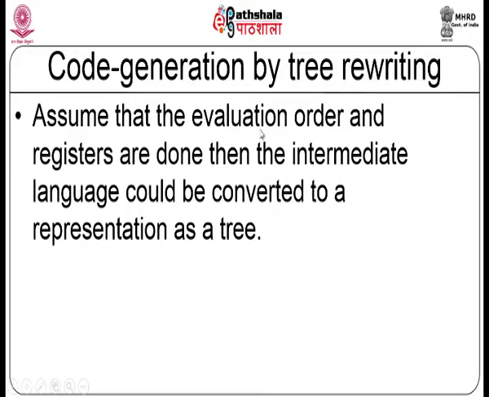Assume that the evaluation order and registers are available, and then the intermediate language could be converted to a representation as a tree. So, in addition to the intermediate code, you are going to convert this intermediate code into an acceptable form, and you already have a lookup kind of scenario where if this is the form, the corresponding code will be something like this. That will be already designed by the algorithm and it will be available as a lookup. So my aim is not to generate the final code, my aim is now to generate an intermediate tree like representation using the tree rewriting procedure.